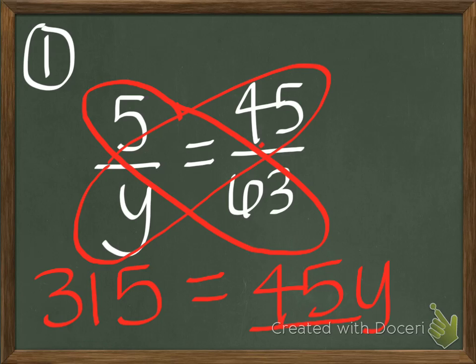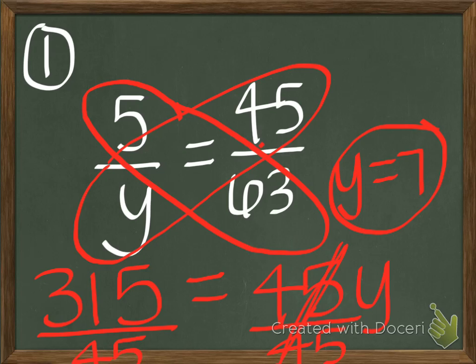So now, since I'm trying to solve for y, I need to divide off my 45 to get my y by itself. So, dividing off my 45, it kind of goes off the page a little bit here. Then after that, my 45s on the top and the bottom will cancel. And that leaves me with y equals 315 divided by 45. When I put that in the calculator, y equals 7. And this is pretty much all there is to solving proportions.